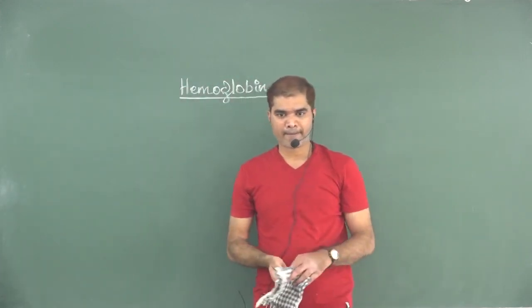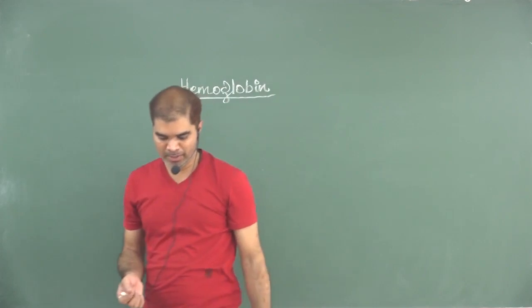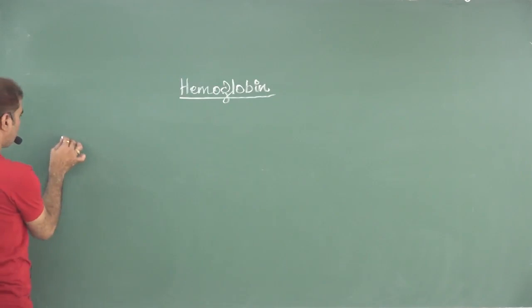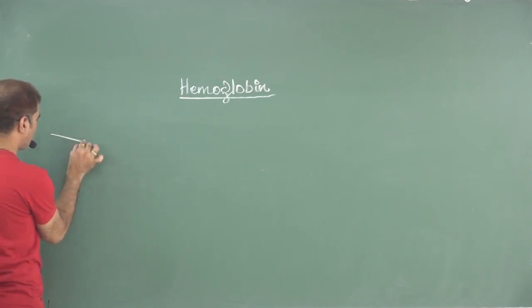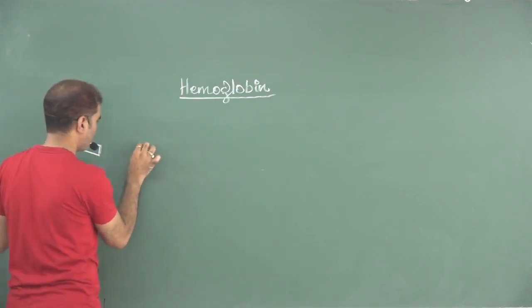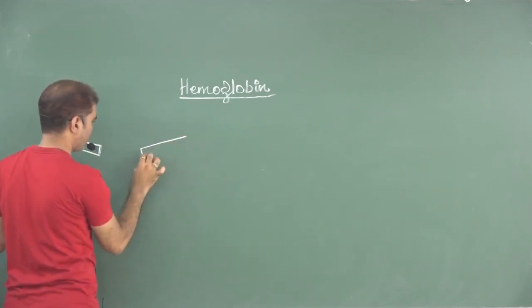Write down. First, deoxyhemoglobin. In deoxyhemoglobin, subheading geometry. Deoxyhemoglobin, in that again subheading is geometry.